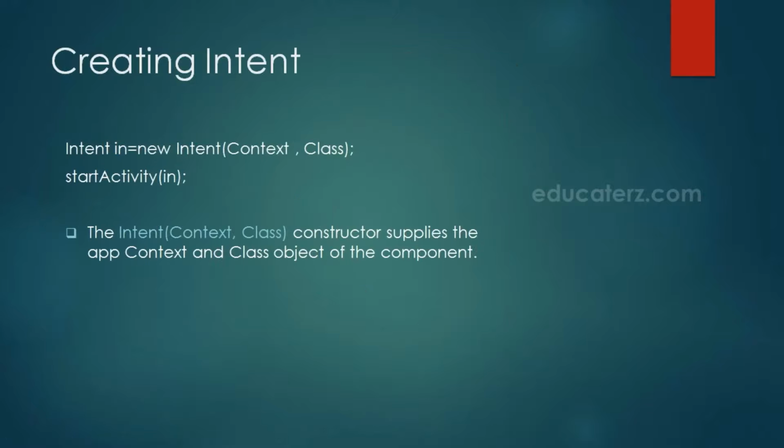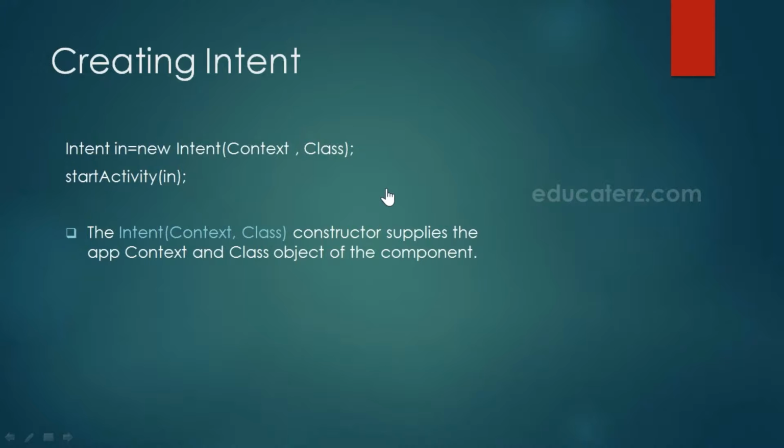If we want to create an intent in Android, I'm going to use the Intent constructor, which takes two parameters: one is your application context and the other is the target name as a class reference. If you want to start an activity, we use the startActivity method and pass your intent object. If your activity is going to return some result, then we use startActivityForResult. But here I'm not going to return anything, I just want to start a new activity.